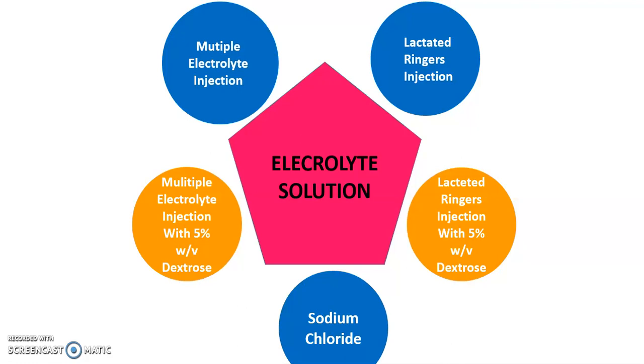So lactated Ringer's injection consists of sodium chloride, potassium chloride, calcium chloride, sodium lactate, and water for injection. In this case, the lactate ion is metabolized in the liver to glycogen, which releases carbon dioxide and water, and it gives the alkalizing effect. The pH is maintained at 6.5, and the osmolarity is 273 milliosmol per liter.